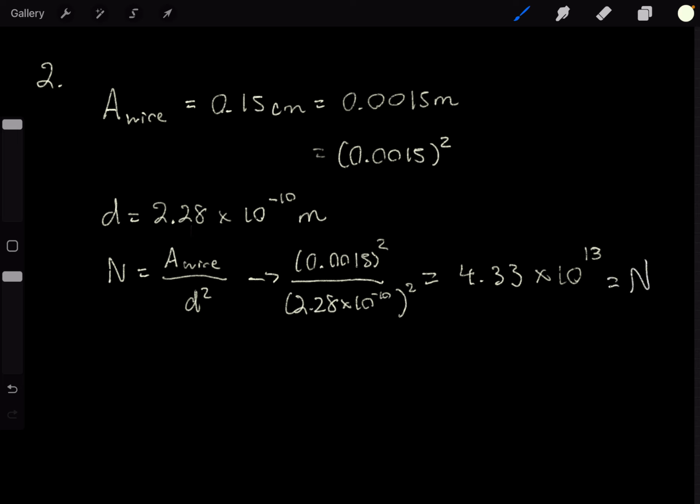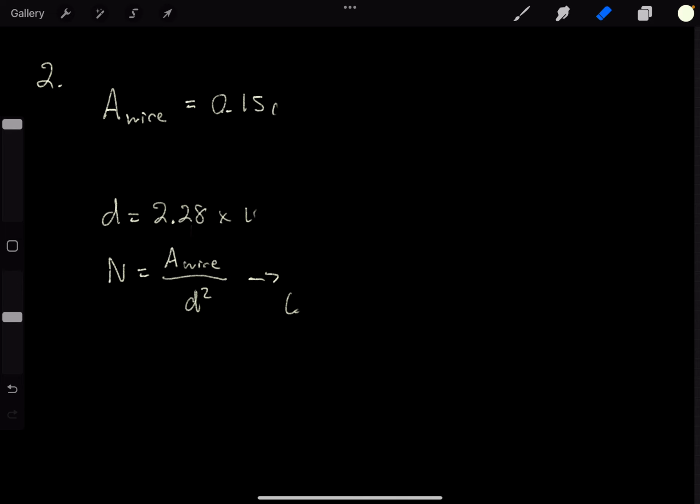So in this problem, the number of atomic chains is 4.33 times 10 to the 13th. So that's a lot. Now, let's move on to part 3. Part 3 isn't that hard, actually.